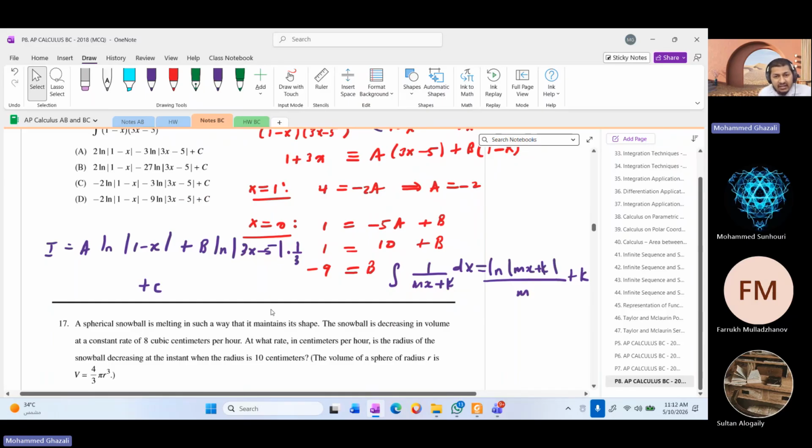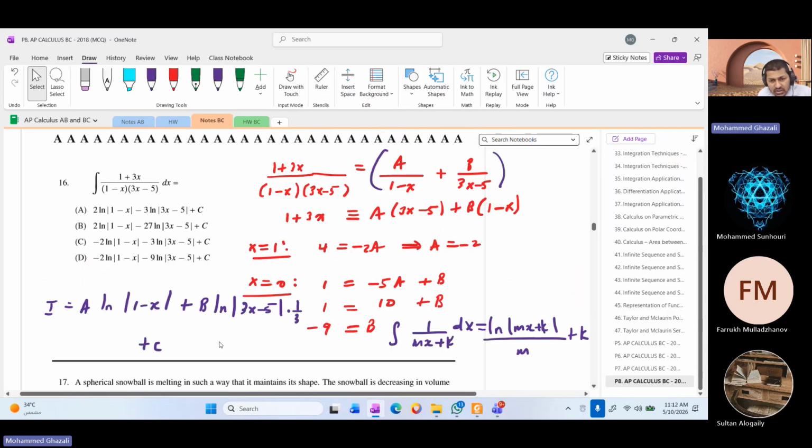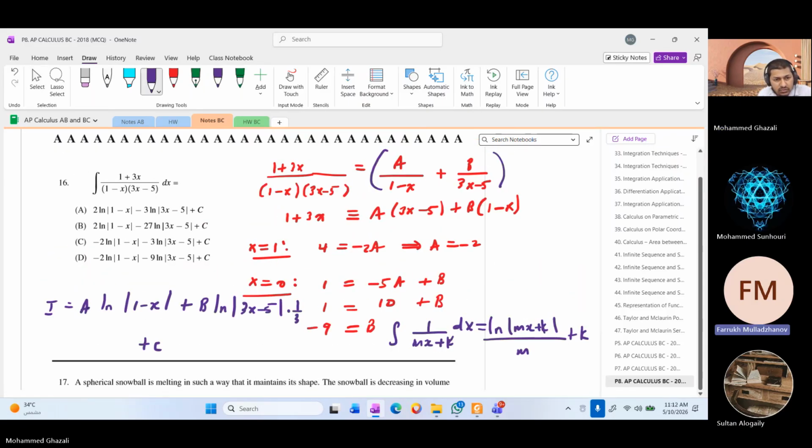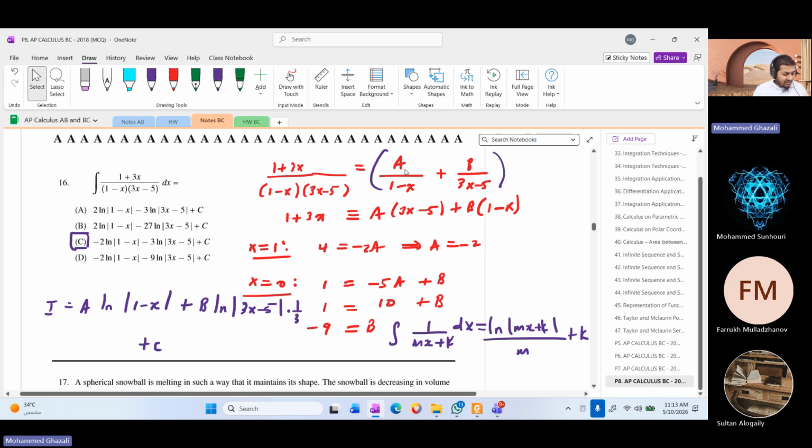So what's the value of a? The value of a was -2. So the answer can be either C or D. Hold on. What's the value of B? -9 times 1/3, divided by 3, will be -3. Yeah, so the answer can only be C. Exactly. Right, so no need to substitute your A and B values and sort that out. Interesting. Okay.